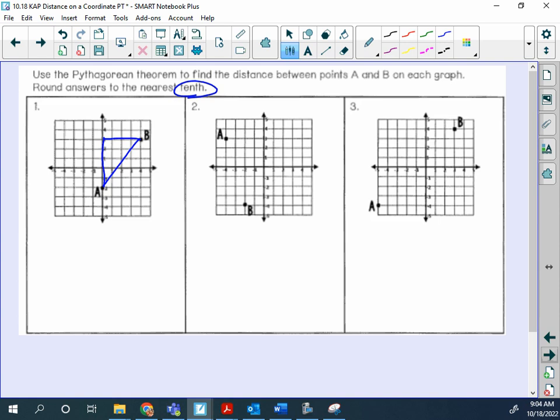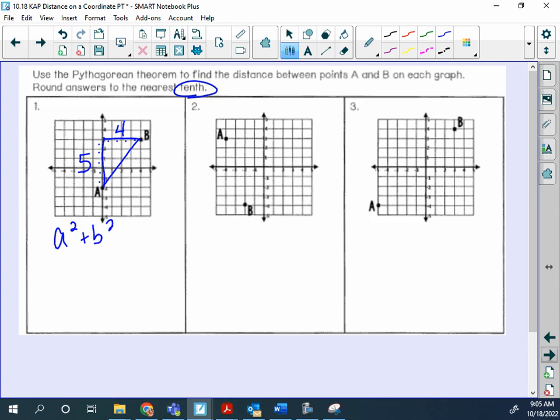Do what? Yeah, find each side, right? So let's count. Again, we're counting the squares, not the lines. If you count the lines, you're gonna get off, okay? And then this way would be 4.